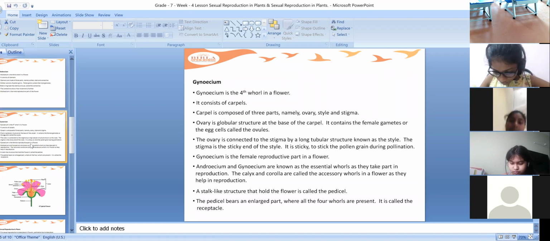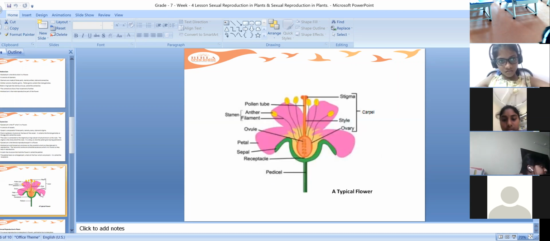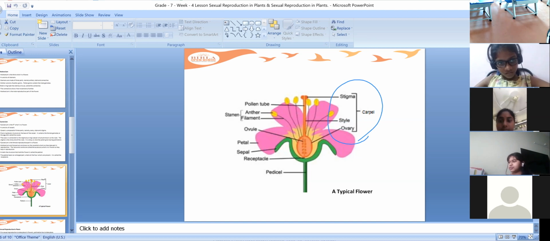So now coming to gynoecium. Gynoecium is the fourth whorl in a flower. It consists of carpels. Here you can see in this picture the carpel. The carpel consists of stigma, style, and ovary. Okay, carpel consists of stigma, style, and ovary.